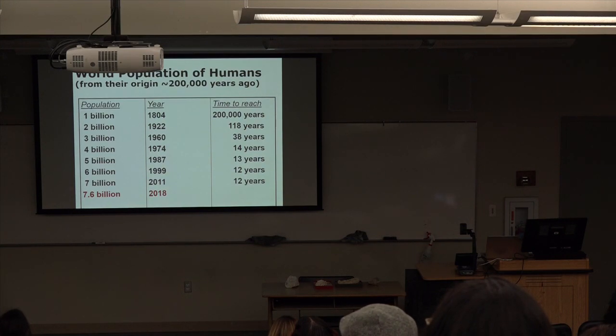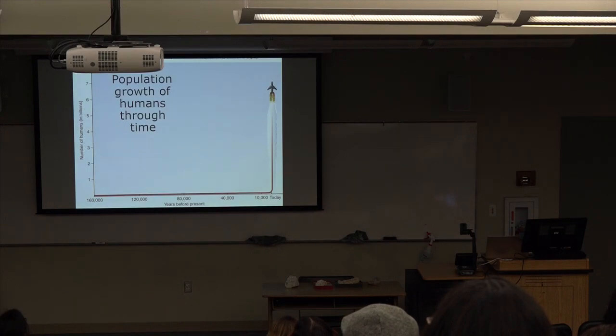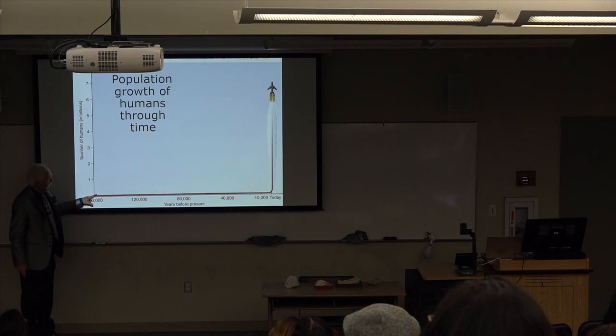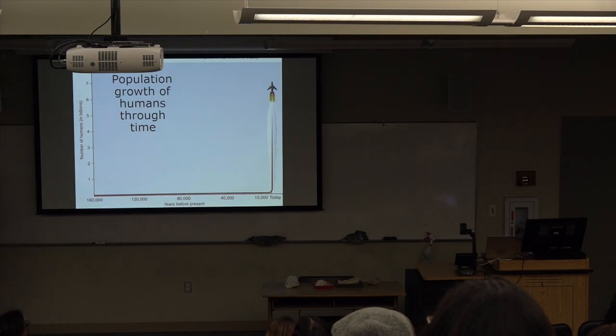Now, this is from my textbook. This is my drawing. I call it the only honest one around, because when you see these curves, they always do them on logarithmic curves. And when you're doing a logarithm, what's the population growth look like? It looks like this. Well, let's do it real.